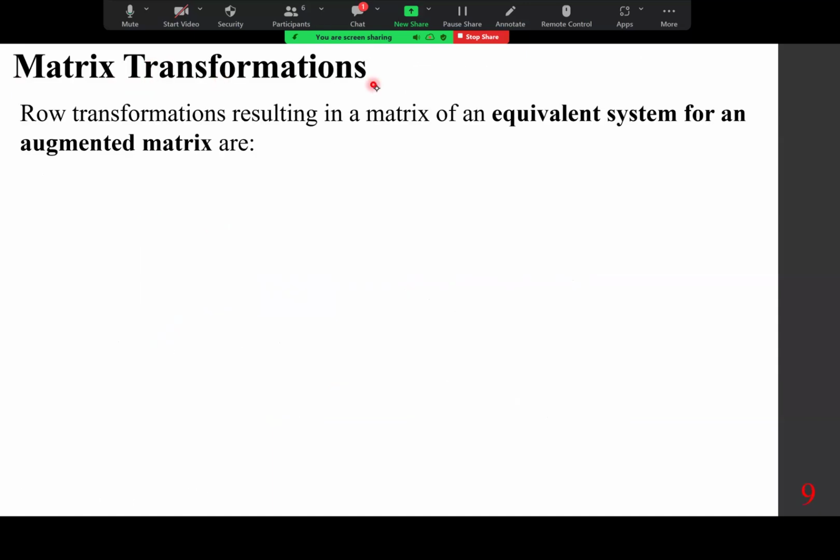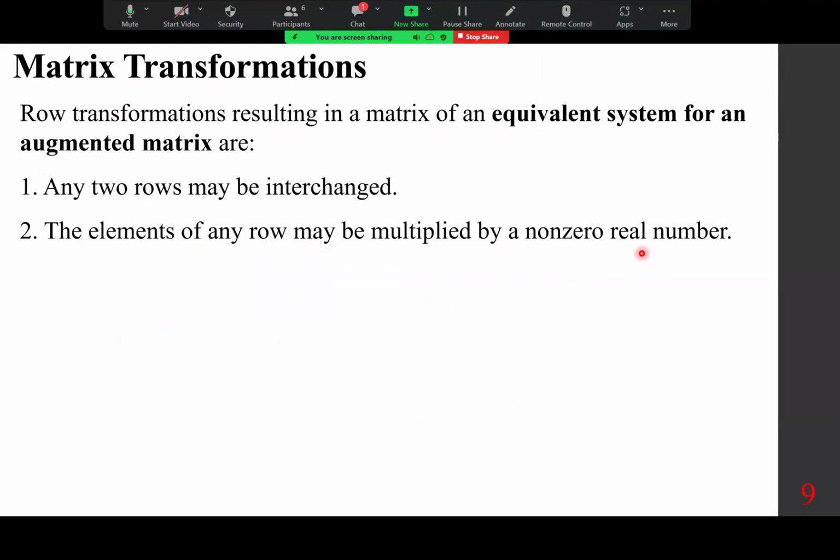Matrix transformations. Row transformations resulting in a matrix of an equivalent system for an augmented matrix are, number one, any two rows may be interchanged. That means you're changing the equations in essence. Equation 1 becomes 2, 2 becomes 1, makes no difference, as an example. The elements of any row may be multiplied by a non-zero real number. I can't emphasize this enough, non-zero. Because 0 makes both sides 0. But if it's non-zero, you are in essence multiplying both sides of the equation by the same number. You're not changing the essence of the equation.